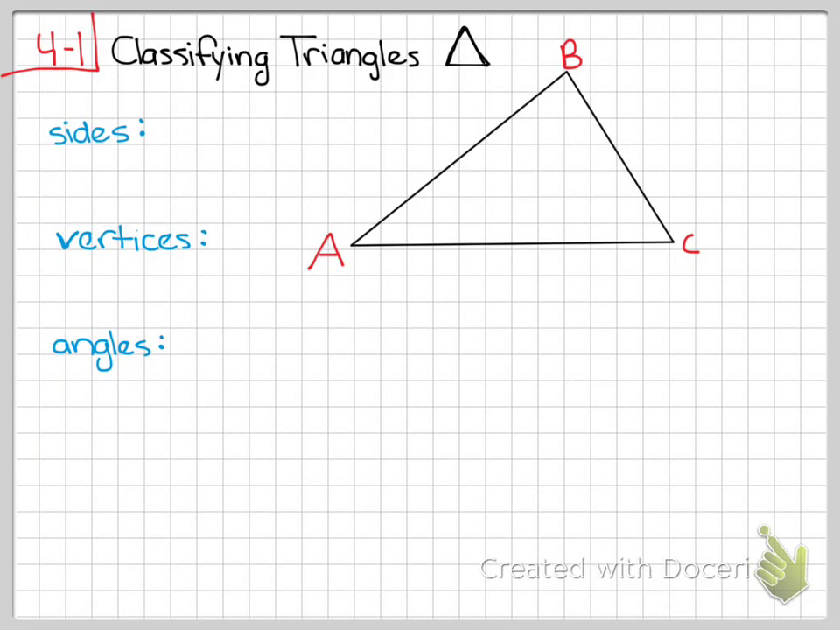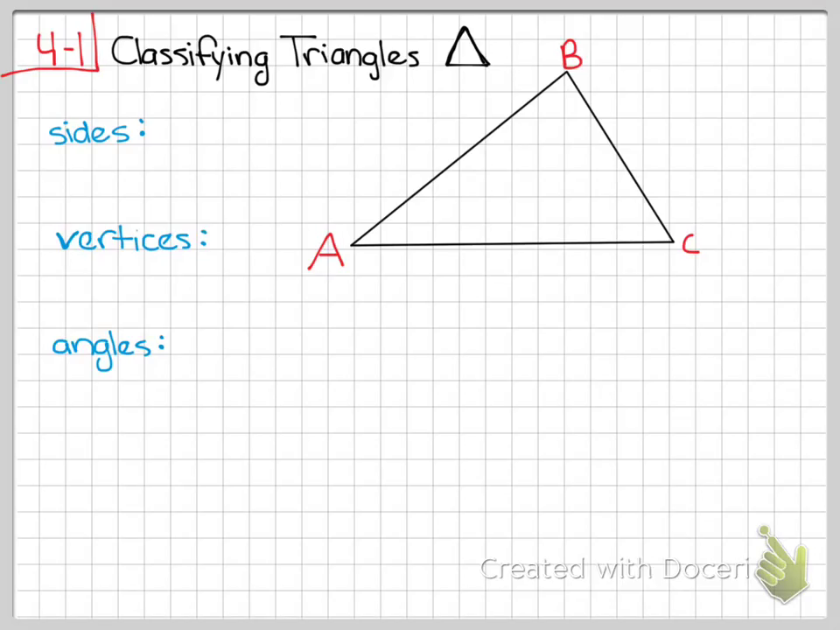Okay, so we're starting on Chapter 4, which is all about introducing you to triangles, and then we're going to move on to looking at congruent triangles, how we tell whether they are congruent or not. So Section 4.1 is all about classifying triangles.